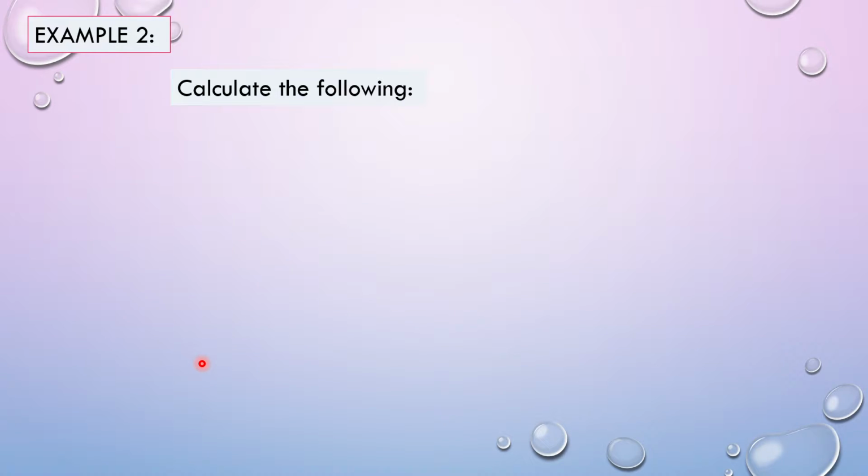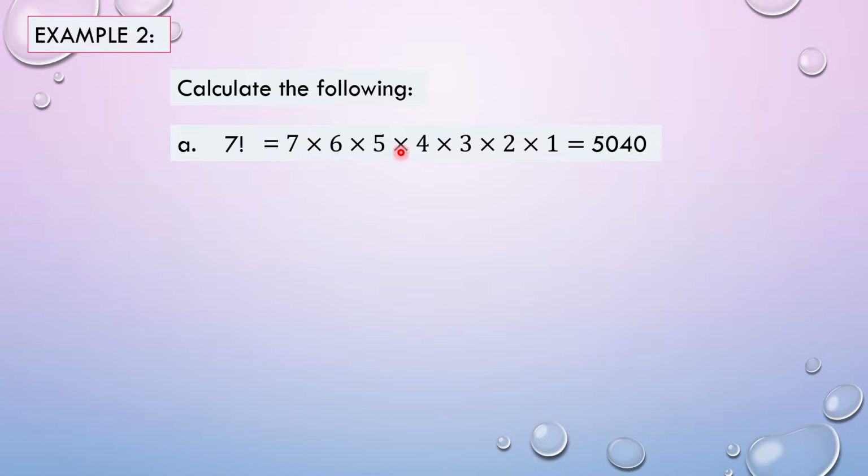Example 2, calculate the following. The first one, 7 factorial. If you remember, 7 factorial equals 7 times 6 times 5 times 4 times 3 times 2 times 1. The final answer is 5040.